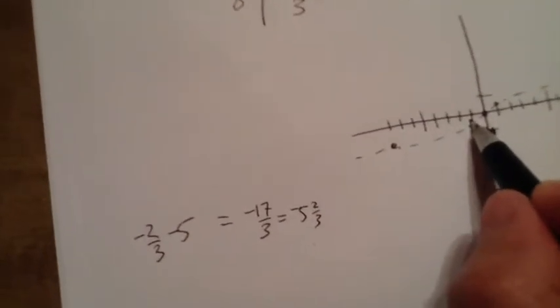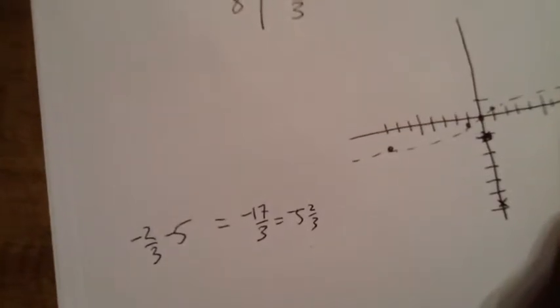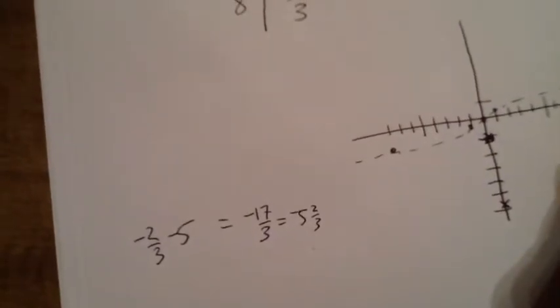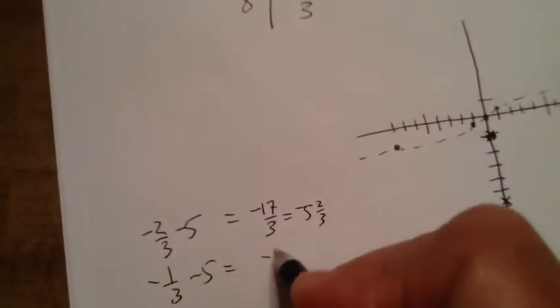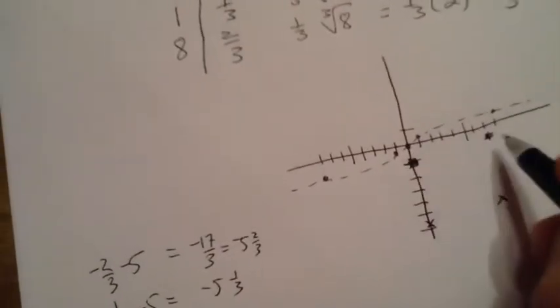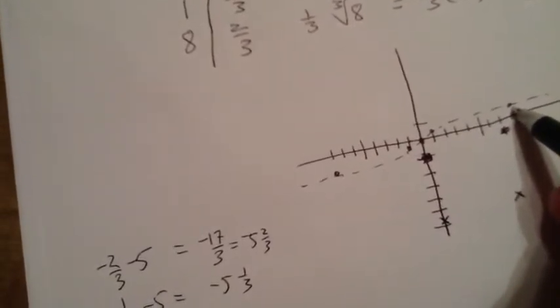I'm at -1 and I'm going to go to the right, so I'm going to be at 7. Oops, and then I have to go down 5. So I'm going to take -1/3 minus 5, which is -5 1/3. So I take this and I go down to here. Oops. So I don't have that one and I don't have this one. Now I'm going to go to the 0 and I go over 8 and I go down 5. So it's going to be right here.